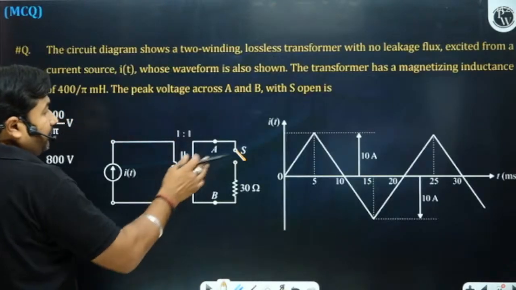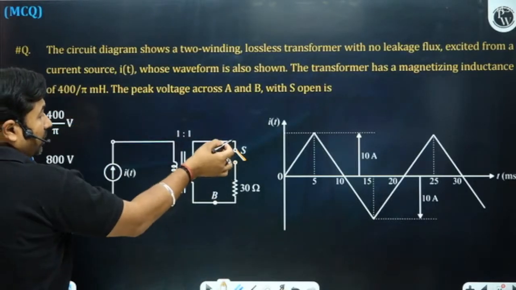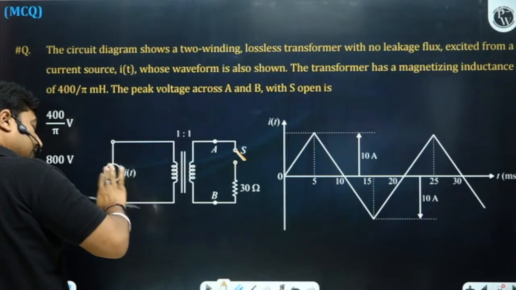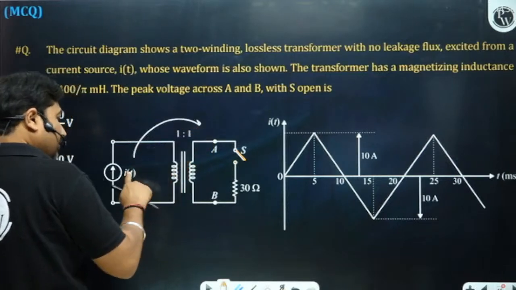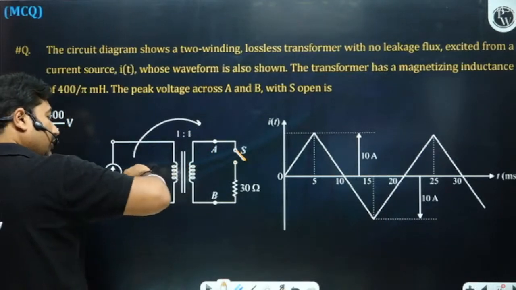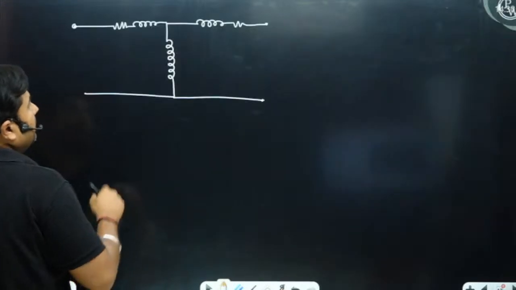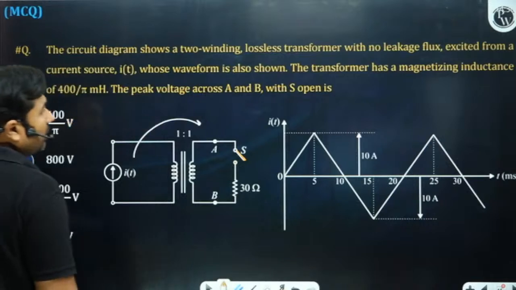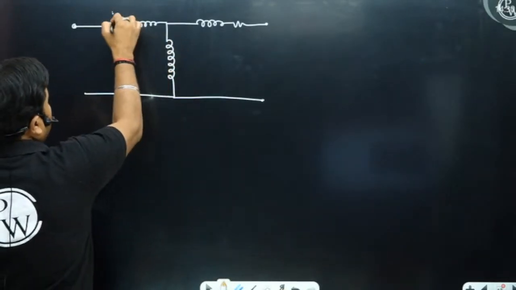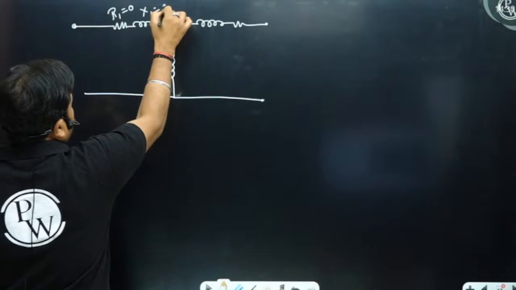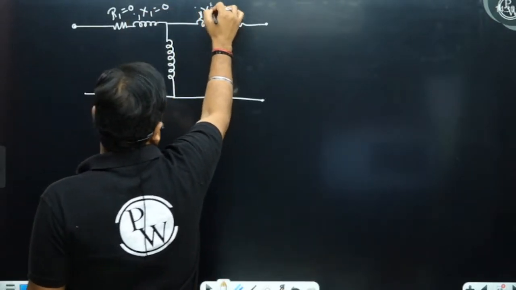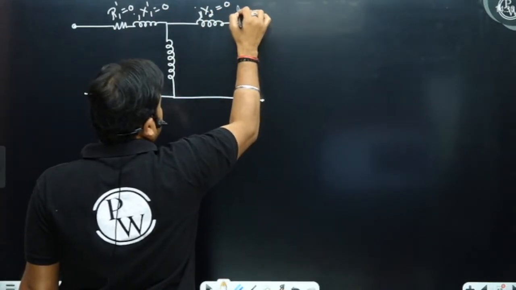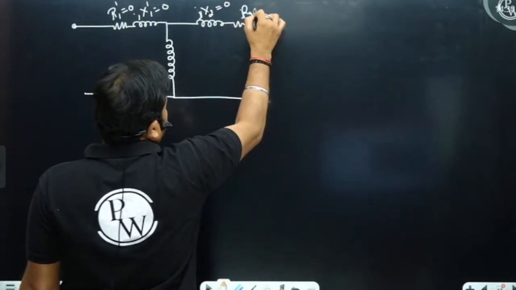Now please observe here, just to confuse you. When we refer the current from this side to this side, because it is a 1:1 ratio, the same current is being transferred to this side. Now when you transfer this current to this side, then R1 is 0, X1 is 0, R2, X2 is 0, R1 dash is 0, X1 dash is 0, X2 is 0, as well as R2 dash is 0.